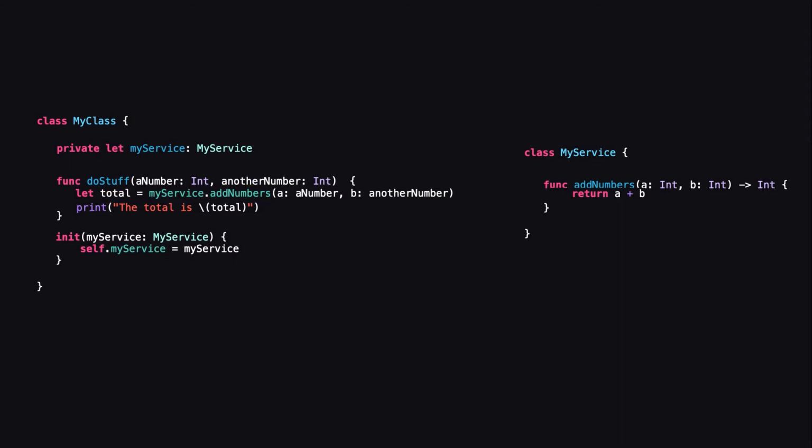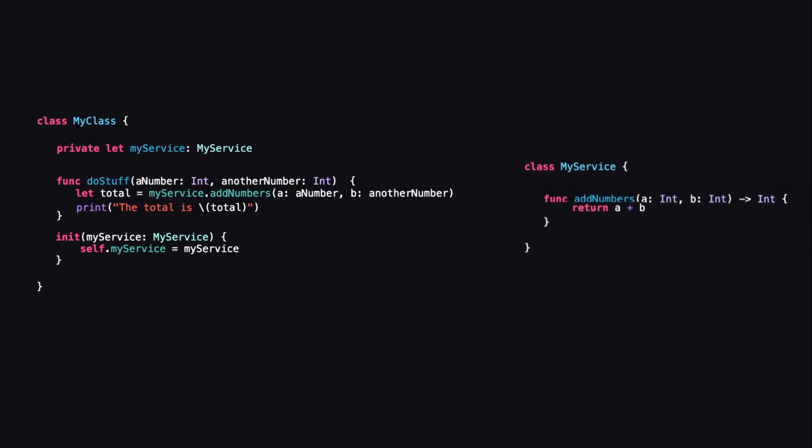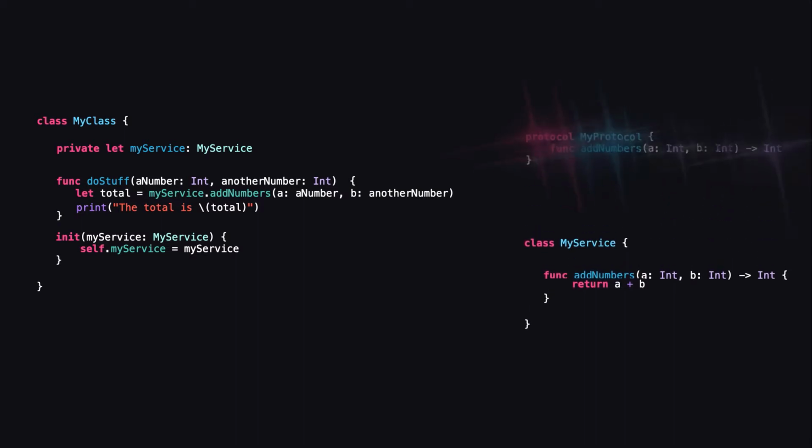First, we need to put myService behind a protocol. A protocol is what is known as an interface in some other languages. First, we need to declare the protocol. Then we declare that the myService class conforms to that protocol. Next, change the type of myService to myProtocol.